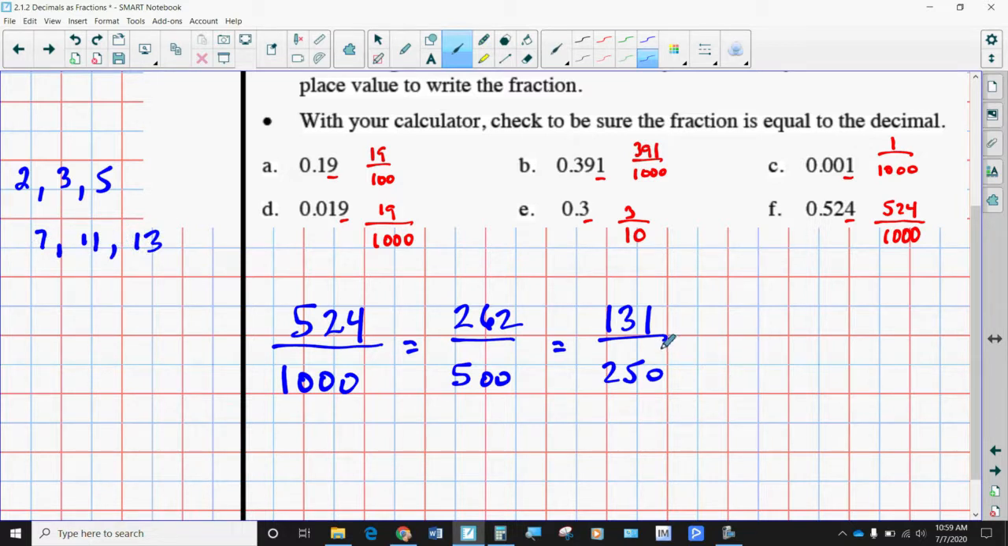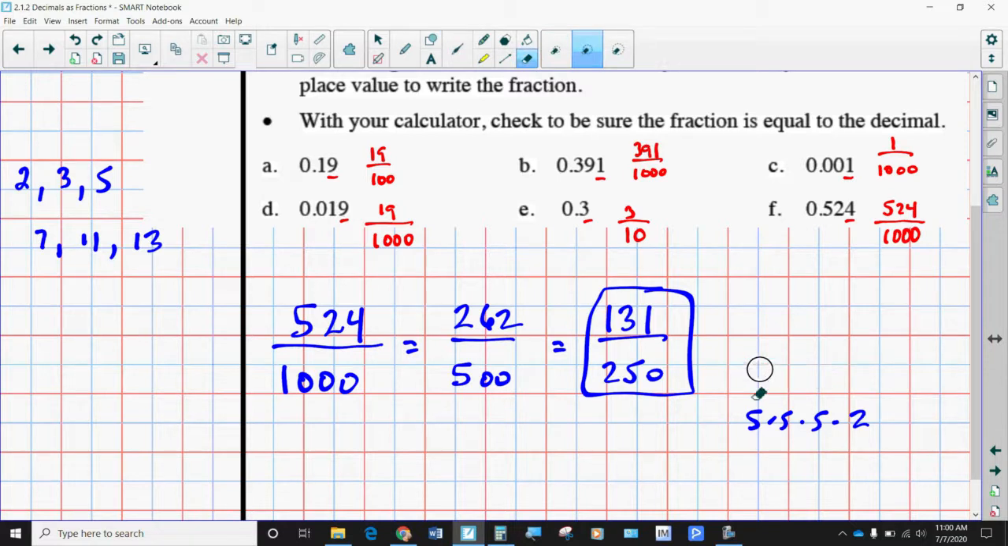I'm pretty sure that's in simplest form. So turns out 131, I'm pretty sure, is a prime number. And anyway, if you look at the denominator now, 25 times 10 is going to be 5 times 5 times 5 times 2. So the only way we'd be able to simplify this more is if 131 was a multiple of either 5s or 2s, and it's not. So this would be the answer in simplest form.